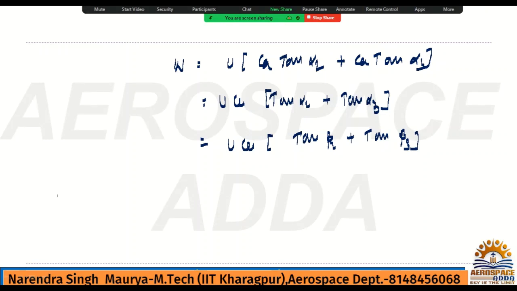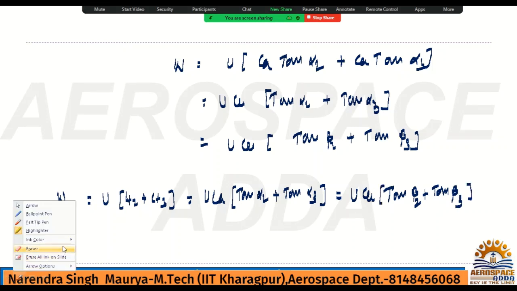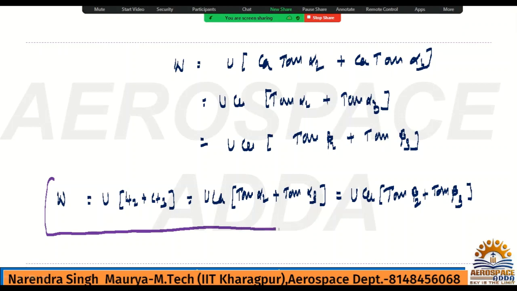So ultimately the work produced by the turbine is nothing but U (CT2 + CT3), both you should know. In terms of velocity, this is in terms of velocity. In terms of angle, this is in terms of angle. Okay. This is a very powerful result. You need to keep this value in a box, and you need to remember this formula. Ultimately this is the result.